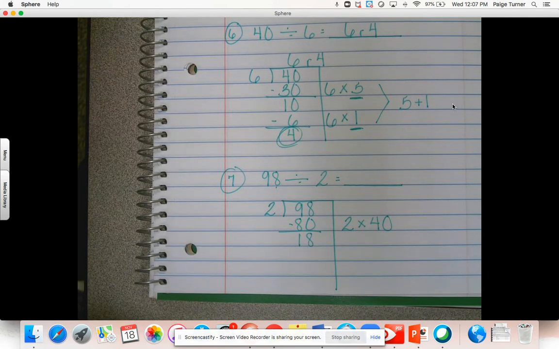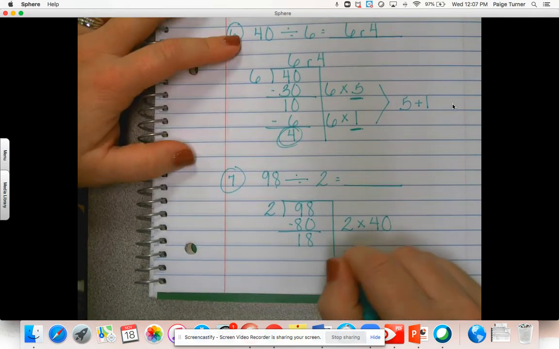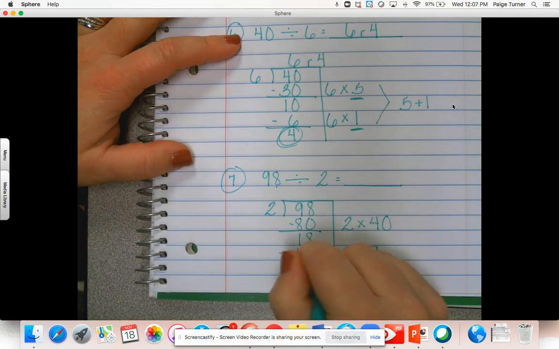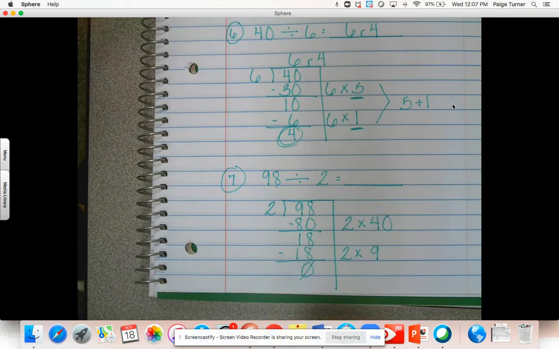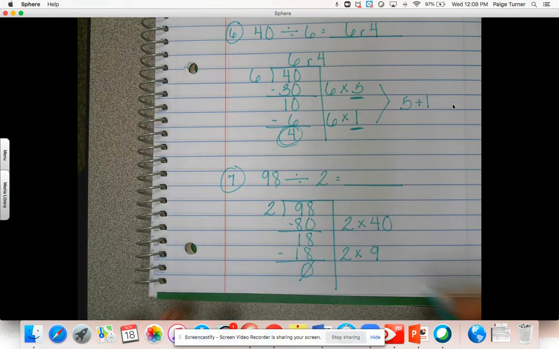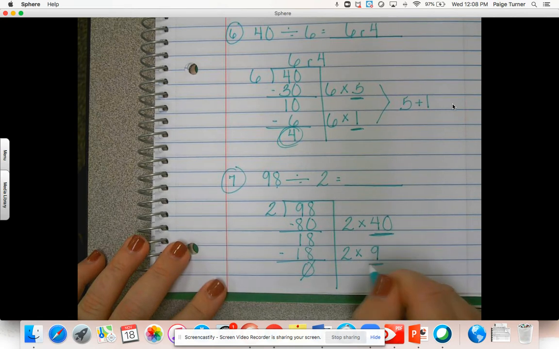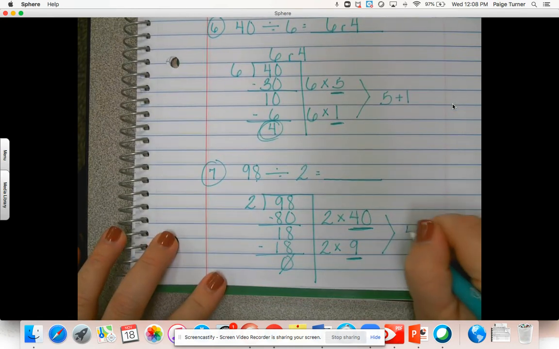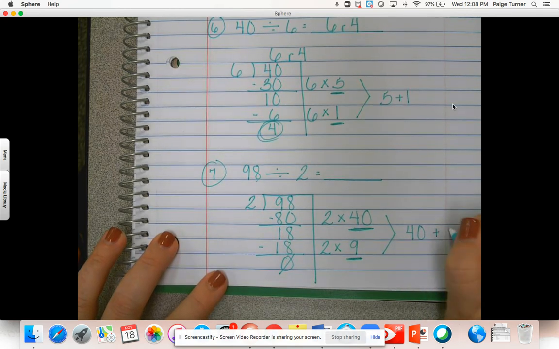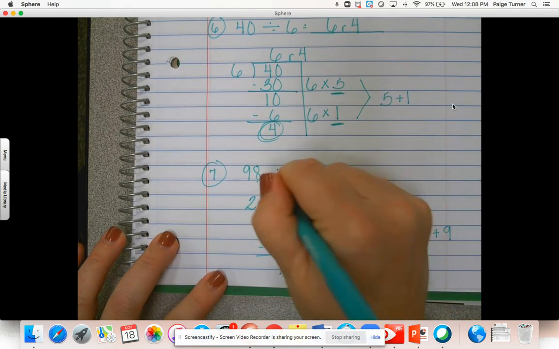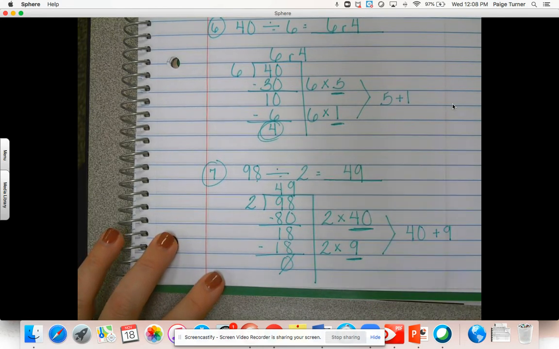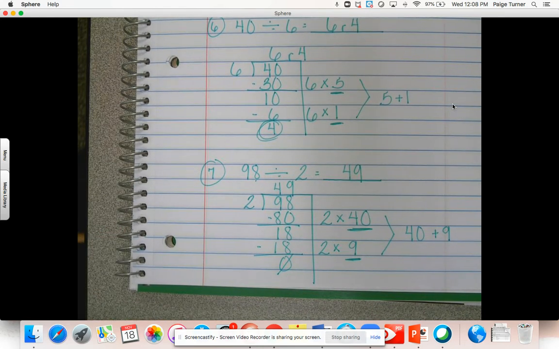And then I do know 2 times what number equals 18? That's 2 times 9, which equals 18. And 18 minus 18 is 0. So we're done. Look at that. So it actually wasn't as bad as I thought, right? So these right here are your partial quotients, 40 and 9. To get the full quotient, we have to do 40 plus 9, and that gives us 49. So our answer to 98 divided by 2 is 49.